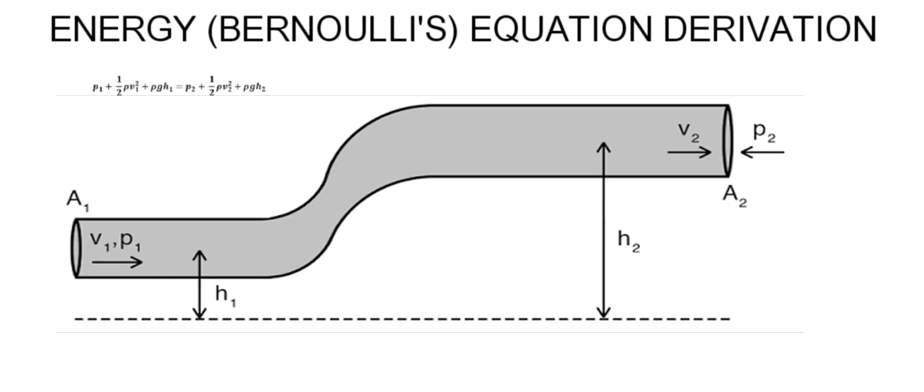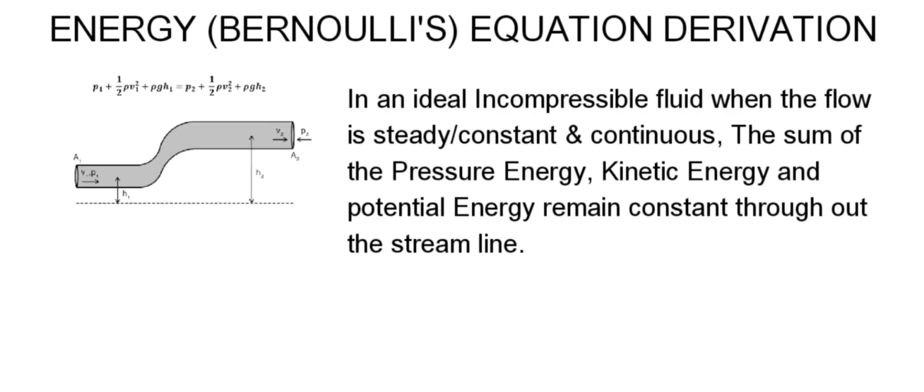Before we start the solution, there's a need for us to define Bernoulli's equation law. Bernoulli's law states that in an ideal incompressible fluid, when the flow is steady, that is constant and continuous, the sum of the pressure energy, kinetic energy, and potential energy remains constant throughout the streamline. That's the summation of the energies at the inlet is the same as the summation of the energies at the outlet. So now we are talking about three energies.